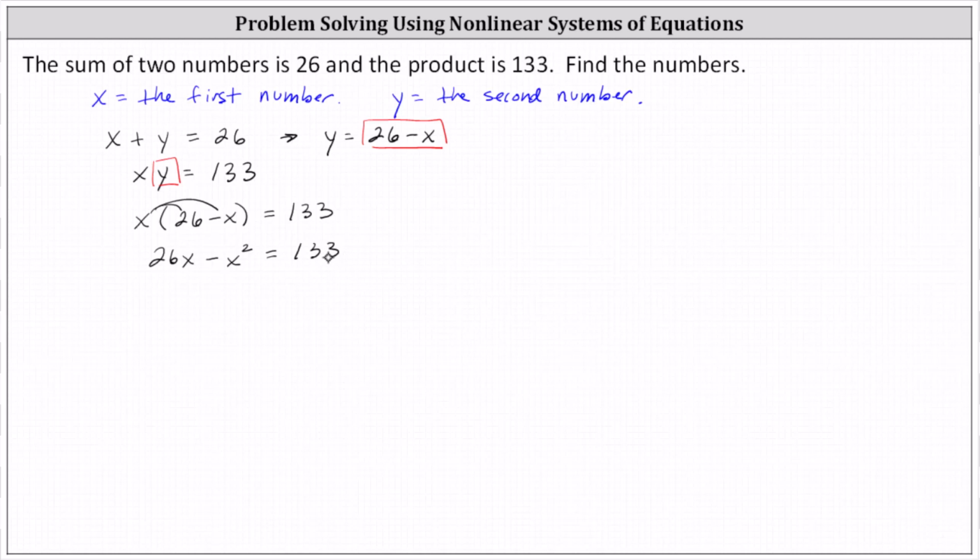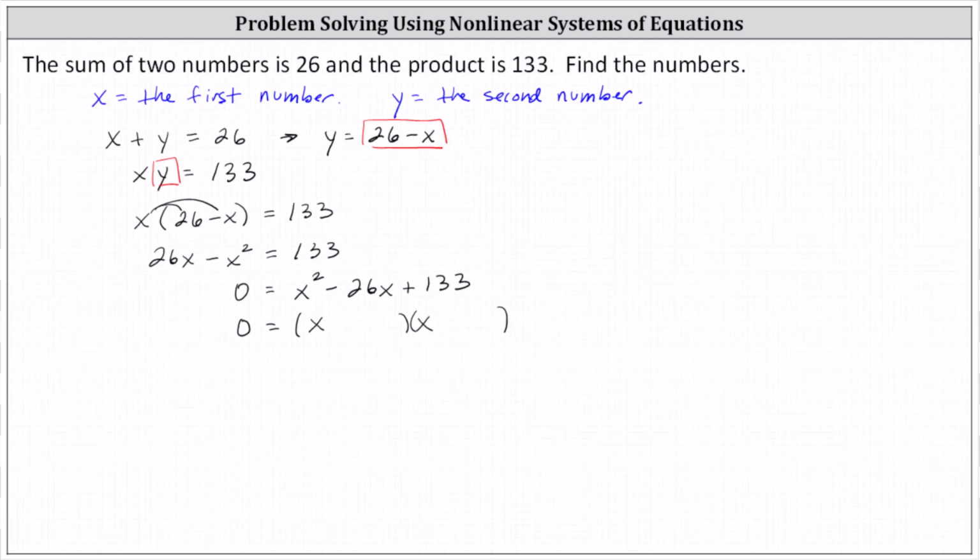Because we have a quadratic equation, we prefer to have the x squared term positive. Let's add x squared to both sides and also subtract 26x on both sides, giving us the equation 0 equals x squared minus 26x plus 133. Let's see if we can solve by factoring. If the right side does factor, it will factor into two binomial factors. The factors of x squared are x and x. Now we want the factors of 133 that add to negative 26.